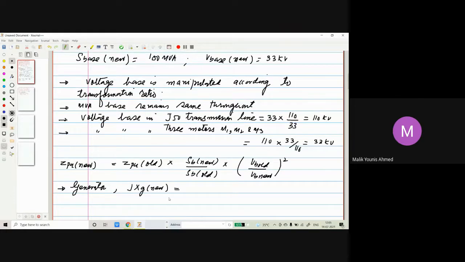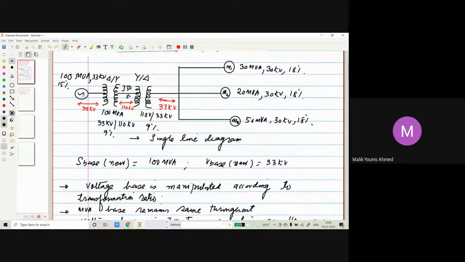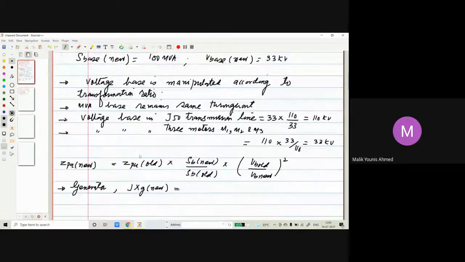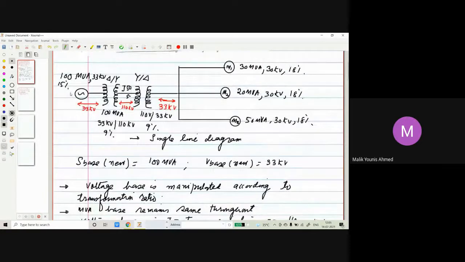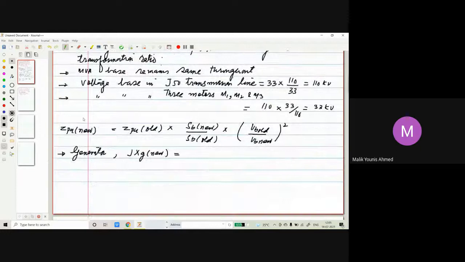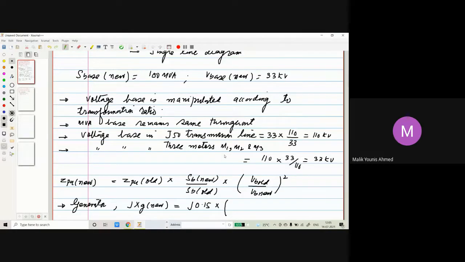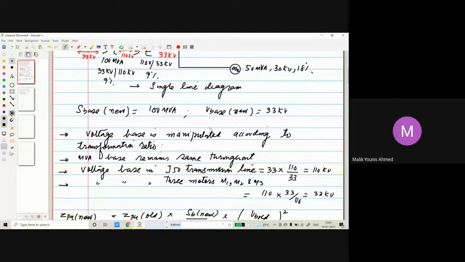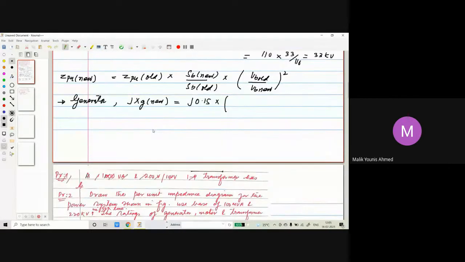What is JXG new? See, what is the data? JXG new is ZPU old. That means JX old is 0.15. What is the given data? So that will be J 0.15 multiplied by S base new. What are the new values? This base values. S base new is 100. So this is 100 here. S base new is 100.